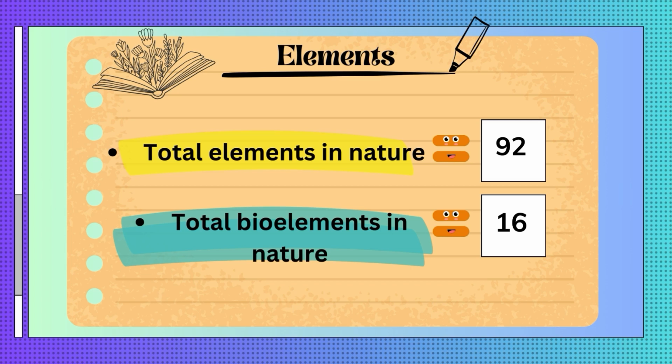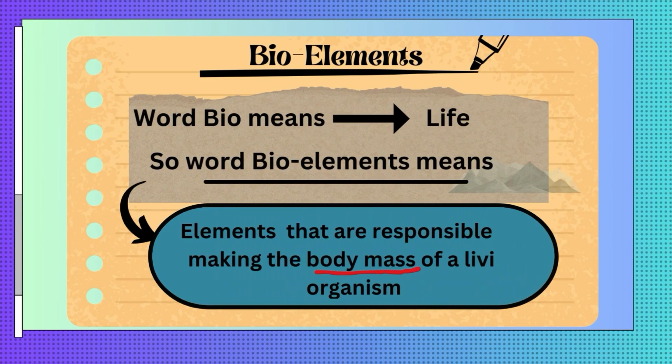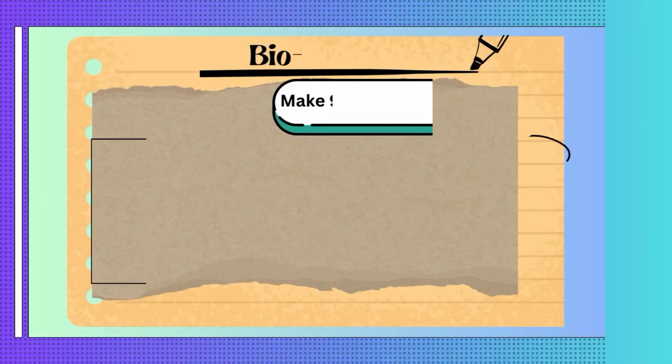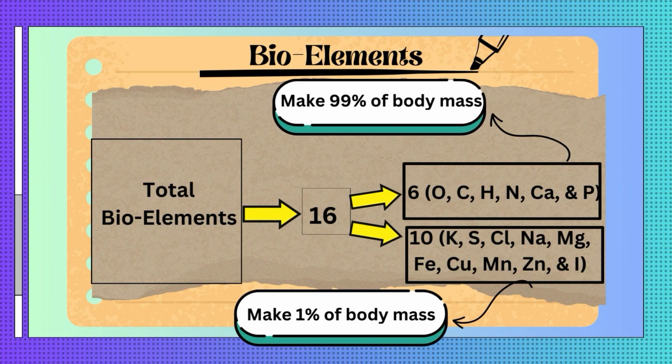Let's talk about elements. Total elements in nature are 92. And total bioelements in nature are 16. Let's talk about bioelements. Word bio means life. So bioelements are the elements that are responsible for making the body mass of a living organism. Total 16 bioelements are present.